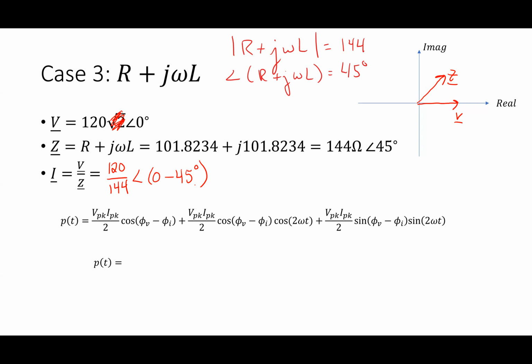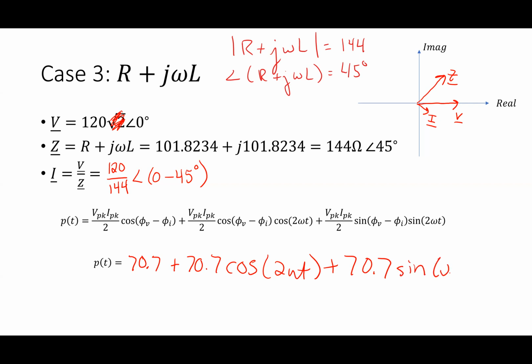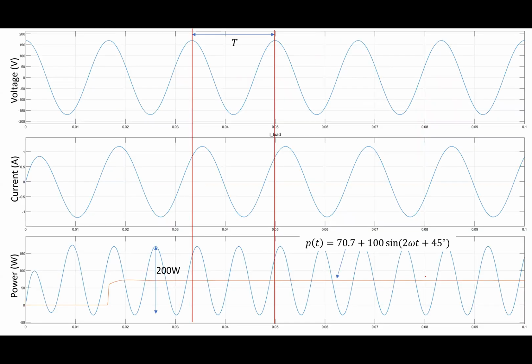At negative 45 degrees? Yeah, negative 45. And he's going to be small again. He's going to be 0.833. So if I go through this whole P of T thing, what I'm going to end up with is that this is 70.7 plus 70.7 times cosine 2 omega T plus 70.7 sine 2 omega T. If I look at this, it does have an average. What's the average value of this thing? 70.7, right?